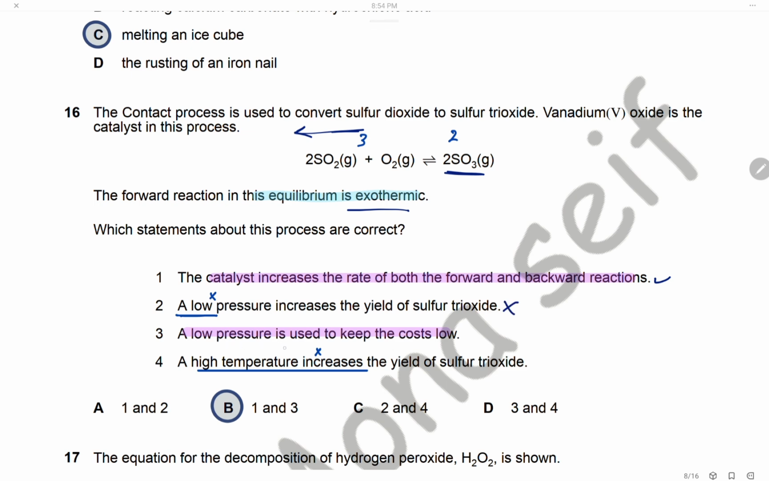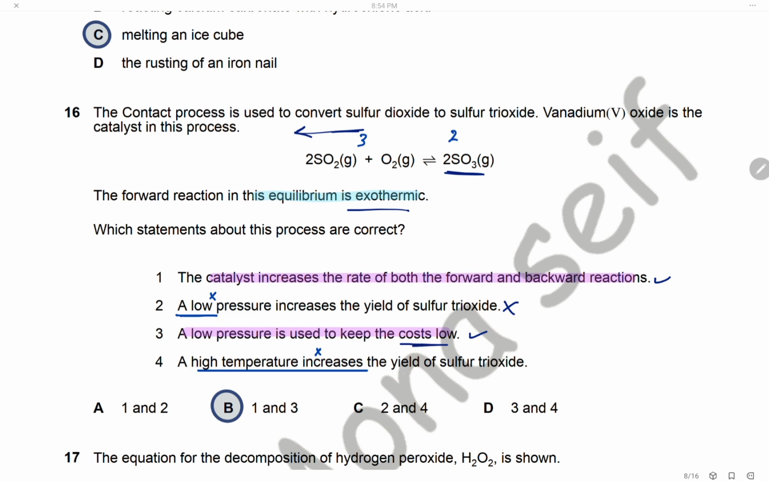Number 3, low pressure is used to keep the cost low. That's correct. The process uses only 2 atmospheric pressure because we have a good yield of sulfur trioxide at 2 atmospheric pressure and low cost. So statement 3 is also correct.